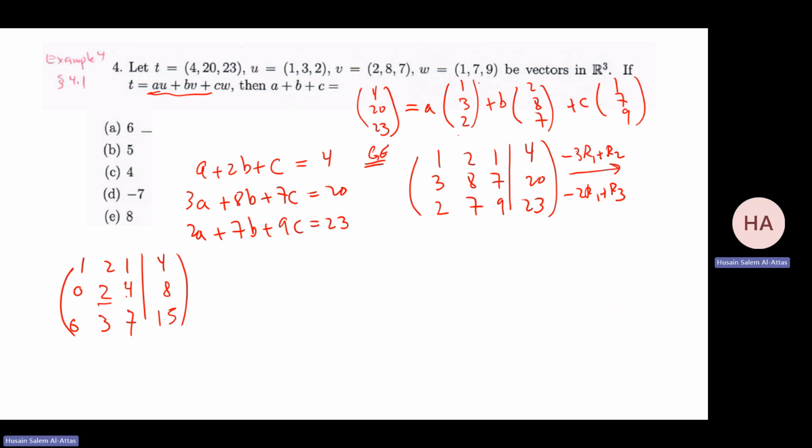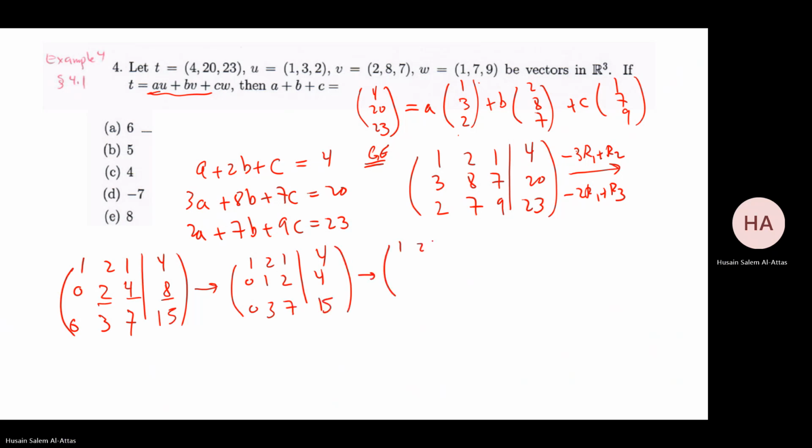So I divide now by 2 in this one to get what? 0, 1, 2, 4. Now multiply 0, 1, 2, 4 by minus 3 and add, minus 3 R2 added to R3, minus 3 and add, that will be 0, minus 3 and add, that will be 1, nice, minus 3 and add, that will be 3.